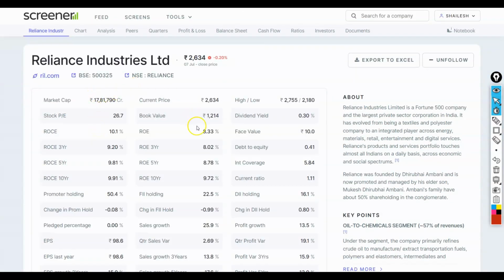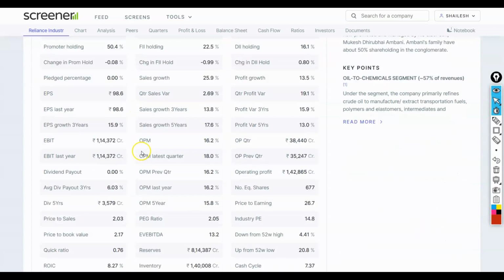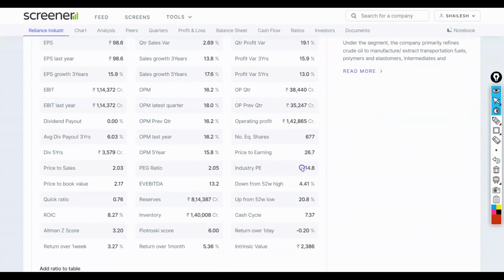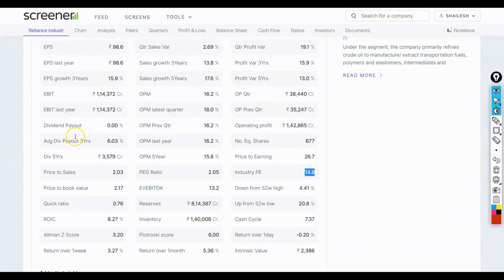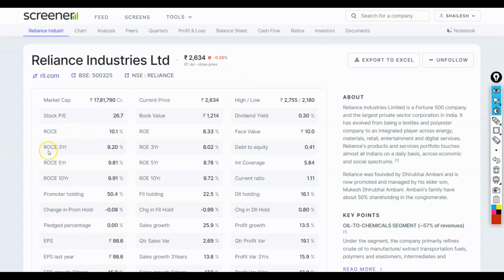If we look into Reliance Industries, the current market price of this stock is 2,634 and it fell by 0.2%. The current market cap of this company is 17,81,790 crores. So the stock PE is 26.7 and the industry PE is 14.8. So obviously the stock is a bit expensive.